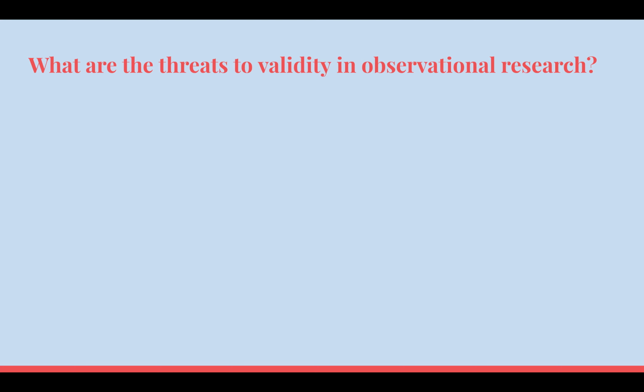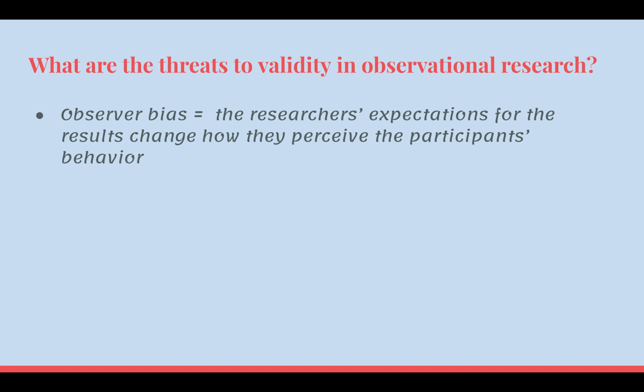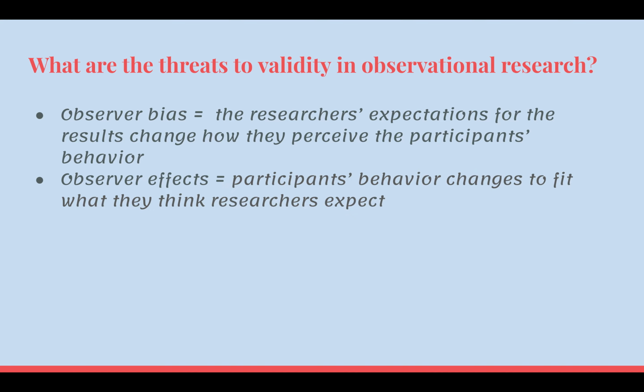What are the threats to validity in observational research? There are numerous threats to validity in observational research. Namely, we'll be speaking about observer bias, observer effects, and reactivity. Observer bias is when the researcher's expectation for the results change how they perceive the participant's behavior. Observer effects is this same relationship but from the participant's point of view. It's the term used to describe how participants' behavior changes to fit what they think researchers expect.